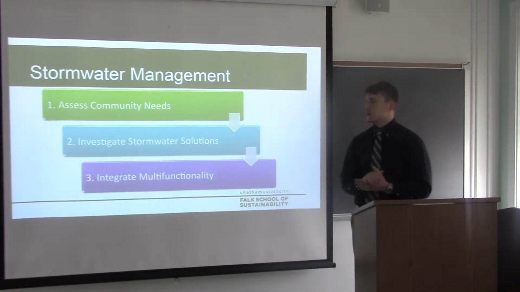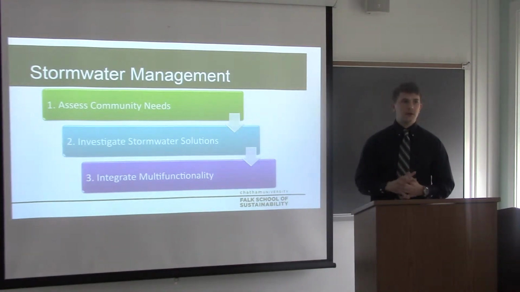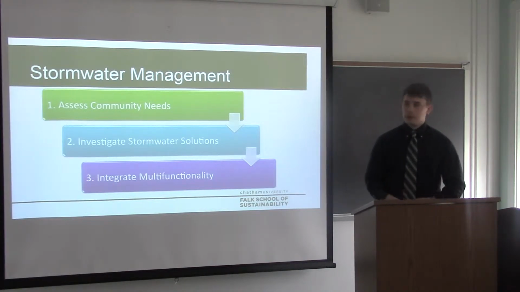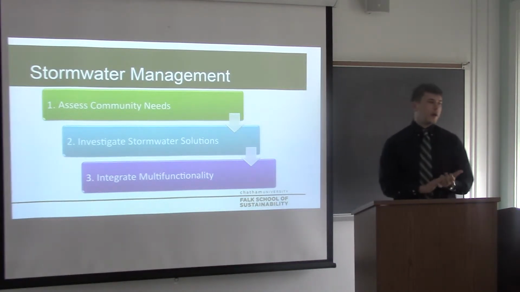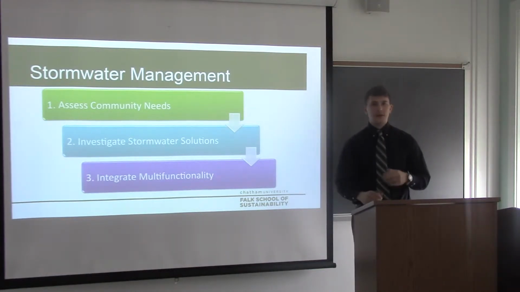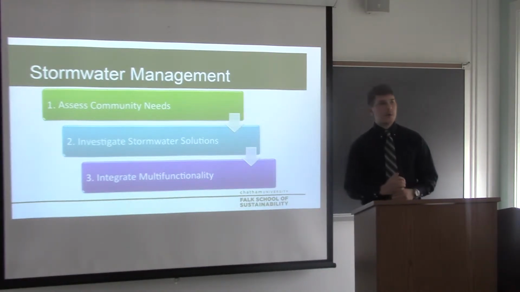Our first was to assess community needs, which was really a twofold process. We looked at the existing conditions of the community and what we saw as issues, and then we gathered that information from the community meeting, where they could give us better insight of the areas that are problematic. Next was to investigate stormwater solutions, so look at the best management practices to deal with some of these problems. And then third was to integrate multifunctionality.